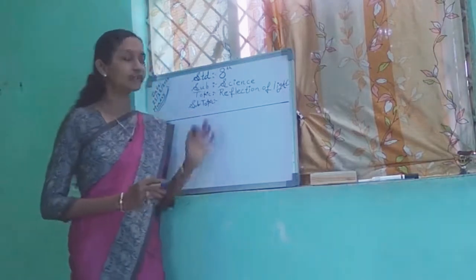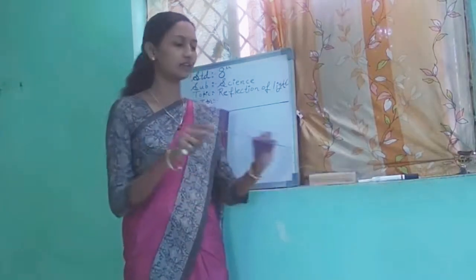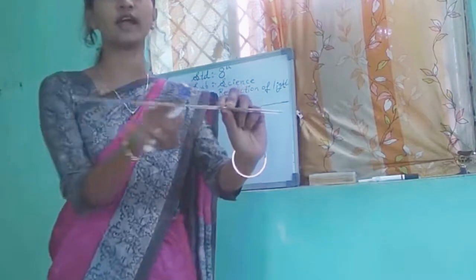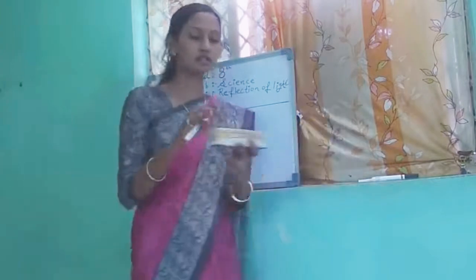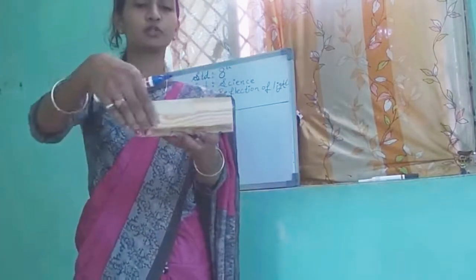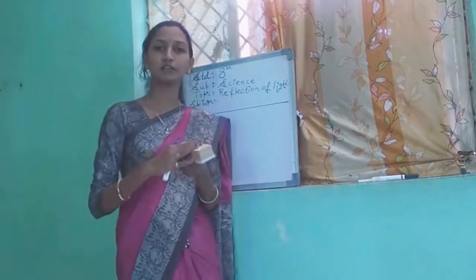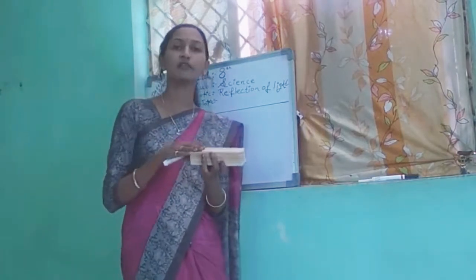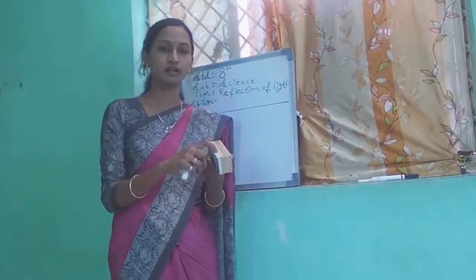Now, reflection is there, but some of the surfaces are smooth, like this scale. This surface is flat, smooth. This surface is also smooth. This duster, this surface is also smooth. But you can see this surface, it is a rough surface, means it is not plain. So what will happen? The reflection will be different. This will be reflection from smooth surface, and this will be reflection from rough surface.